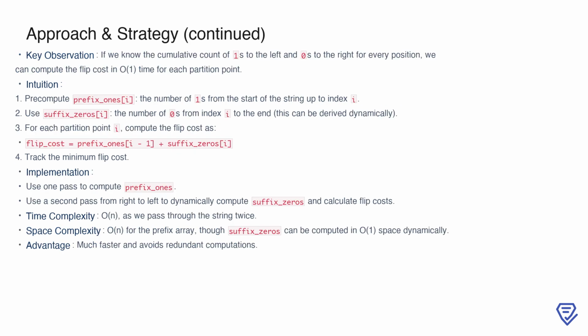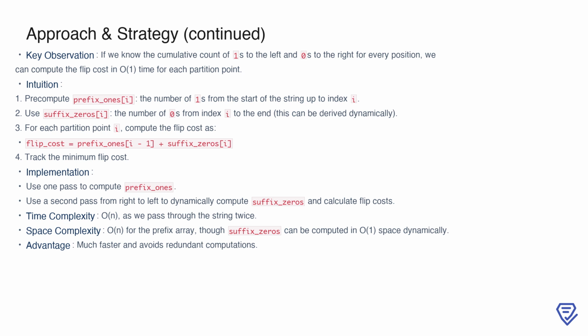A more efficient strategy relies on an important observation. If we pre-compute the cumulative count of 1s to the left and 0s to the right for each position, we can quickly determine the flip cost for any partition in constant time. First, we calculate a prefix sum array, prefix_ones[i], which represents the number of 1s from the start of the string up to index i.